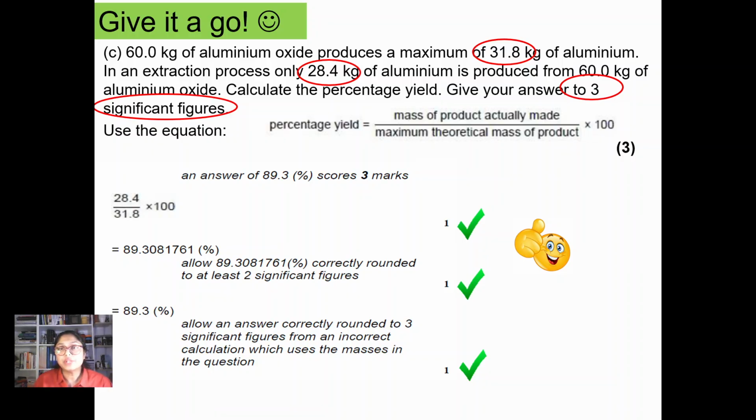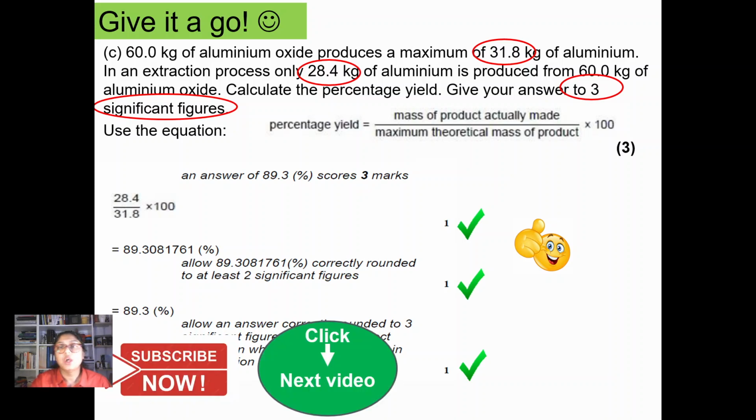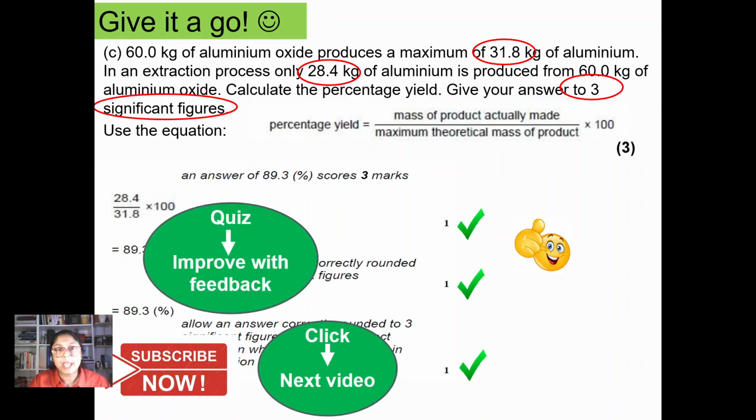Now go on to the next video in the moles calculation playlist for more past paper questions, explanations step by step. There are videos for exam board specific past paper question walkthrough. Use my exam tips to build your confidence and your grades, and also try the quiz to get feedback and improve your answers.